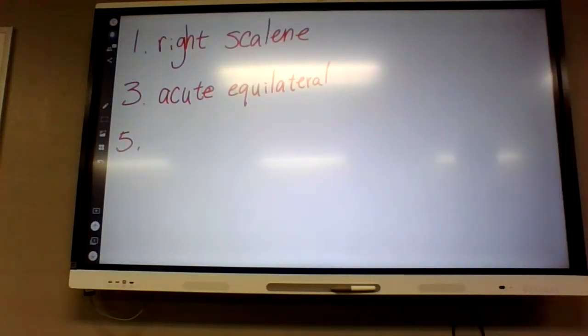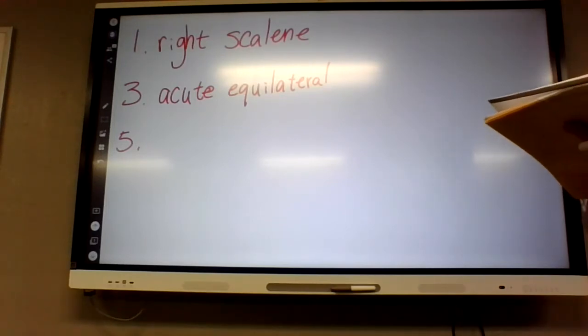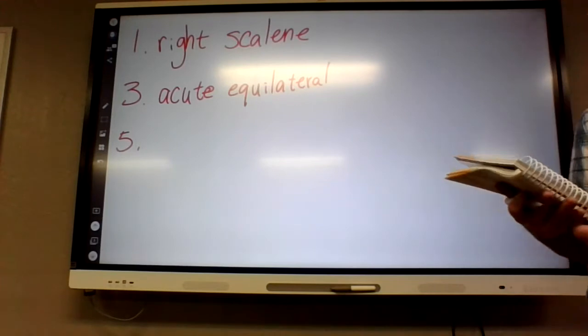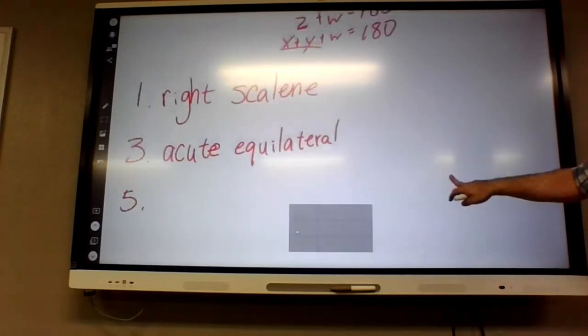Yay. Time for some drawings. Draw and mark a triangle illustrating each. If such a triangle is not possible, explain why. So they're hinting that one of these is not possible, at least. Number 5. Is it possible to draw an acute scalene? Yes.